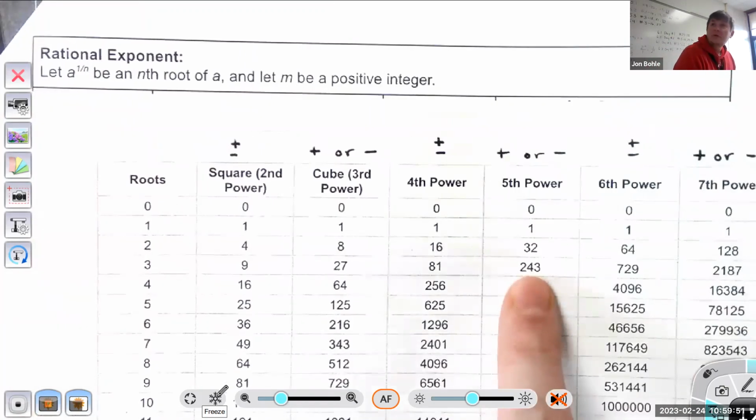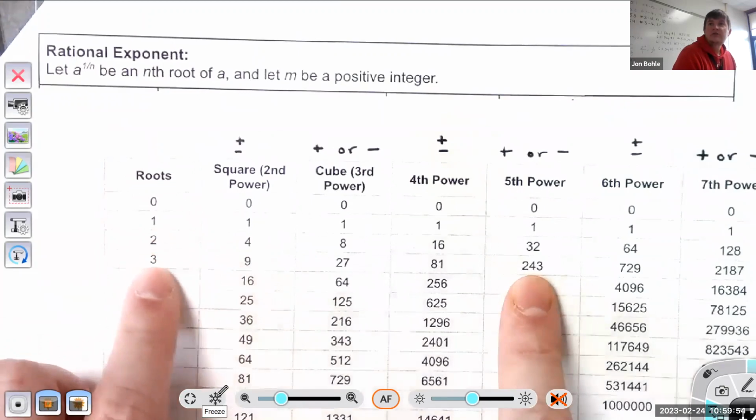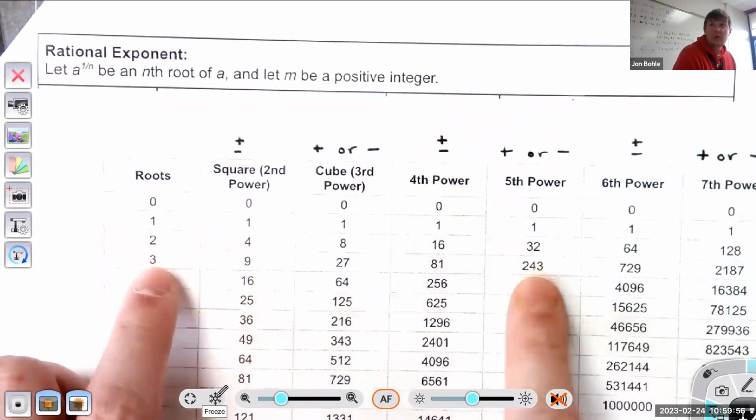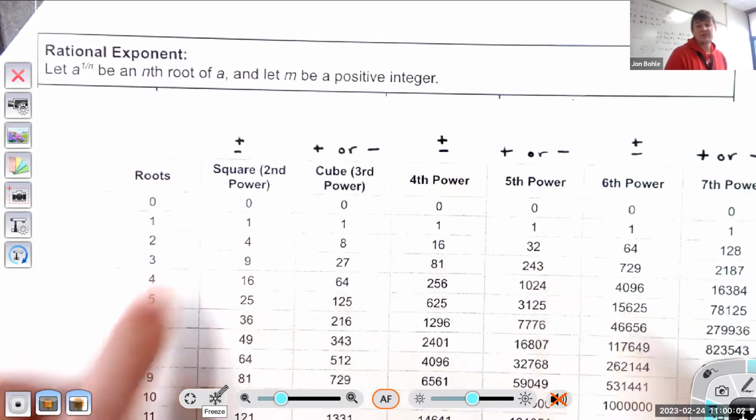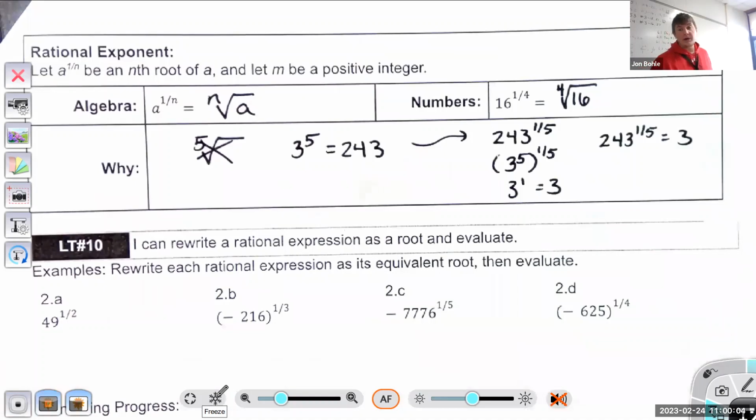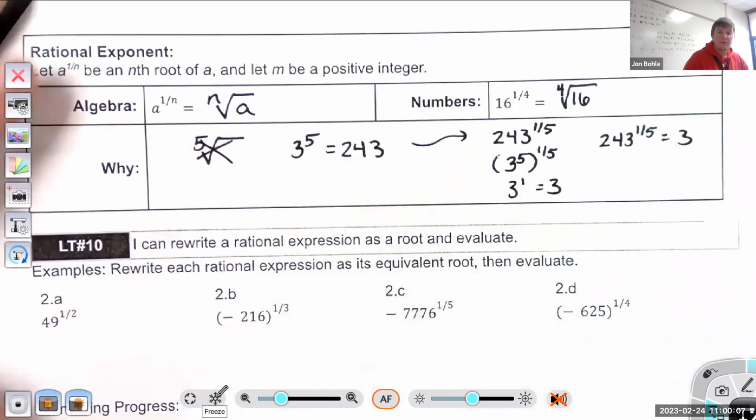Which means 243 to the 1/5 power is 3. So those roots are the same. The roots are the same as those exponents. So that's technically why it works.